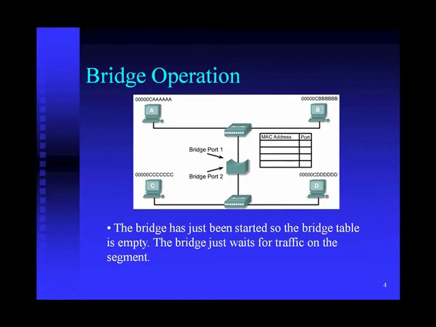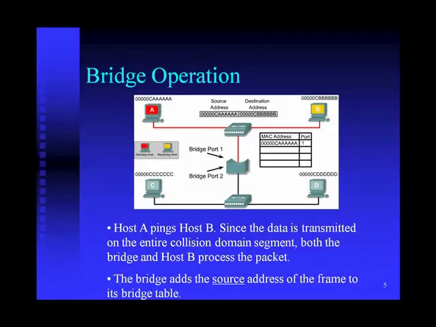So the bridge has just started, so the bridging table is empty. The bridge just waits for traffic on the segment. What happens is host A is going to ping host B. Since the data is transmitted on the entire collision domain segment, both the bridge and host B process the packet. The bridge adds the source address of the frame to its bridging table. It knows it came from A, and A's MAC address is 00000C with a bunch of A's, and that's on port 1.